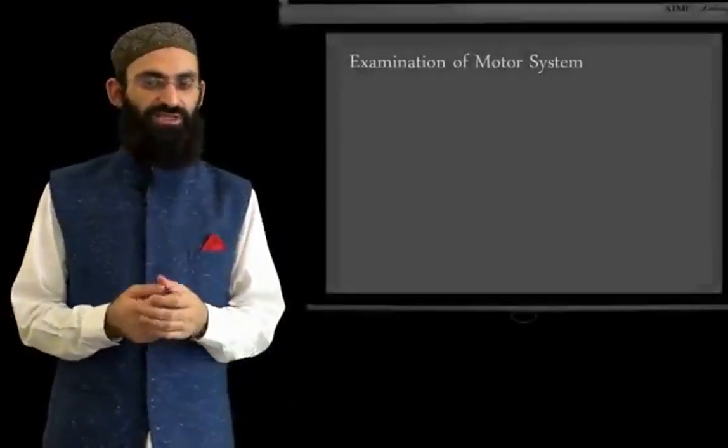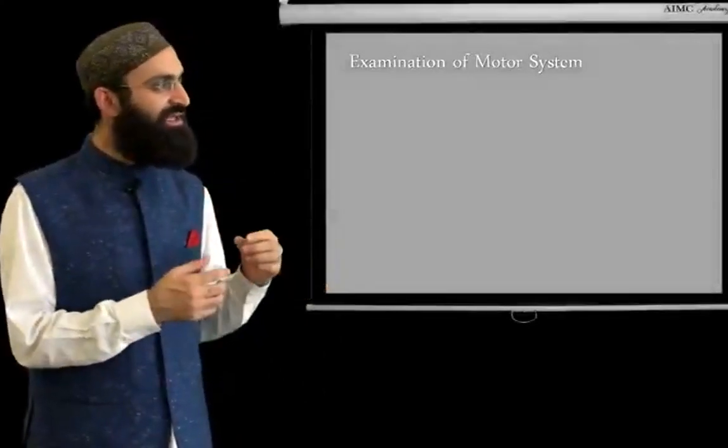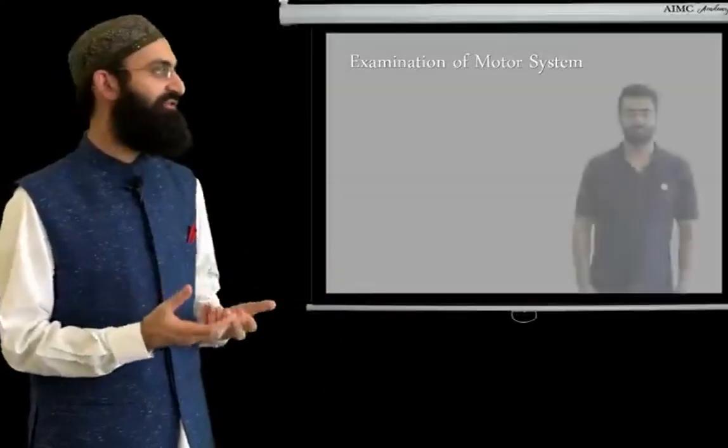In cases of motor weakness, the first question that we need to address is whether it's a lower motor neuron type weakness or an upper motor neuron type weakness. And this is what we do by performing the examination of the motor system of a patient. So let us ask Danish, what are the components of examination of the motor system?